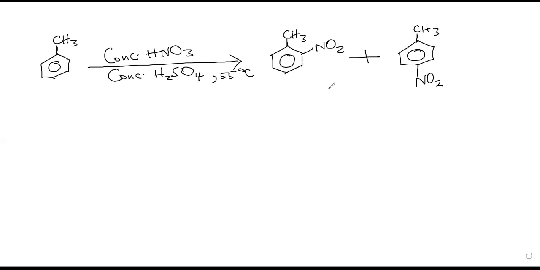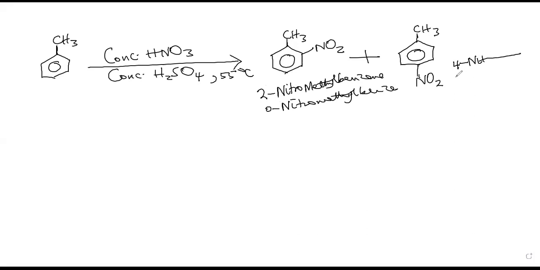Naming these, one can name this as 2-nitromethylbenzene, or because this is the ortho, one can say ortho-nitromethylbenzene. This one, where we have 4 here, one can call it 4-nitromethylbenzene, or one can call it para-nitromethylbenzene. So you can name them that way.